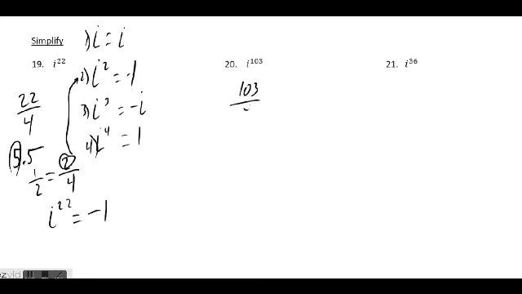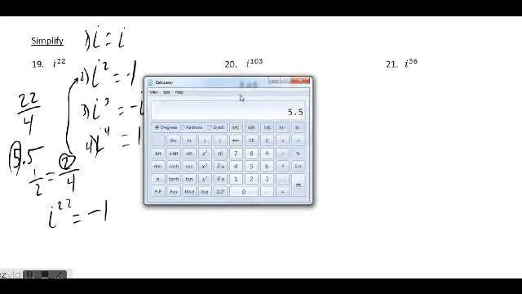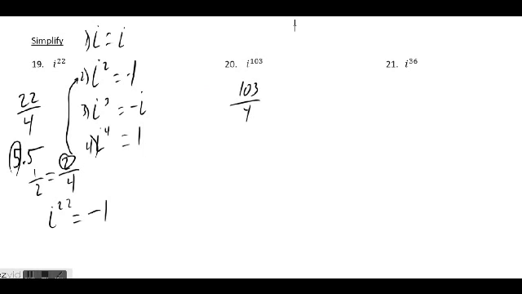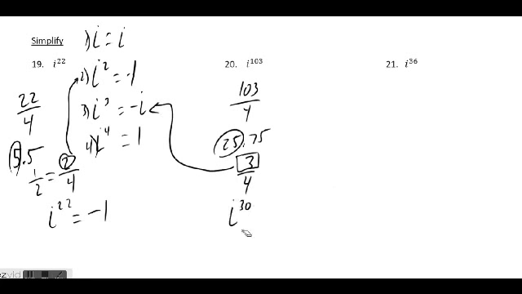103 divided by 4, right? Even on this little cheap calculator, 103 divided by 4 gives me 25.75. Again, that 25 just means it runs through 25 times. I couldn't care less. 0.75, think of 75 cents, or 3 out of 4 quarters. So this 3 means it's the third one. i to the 103rd power is equal to -i.